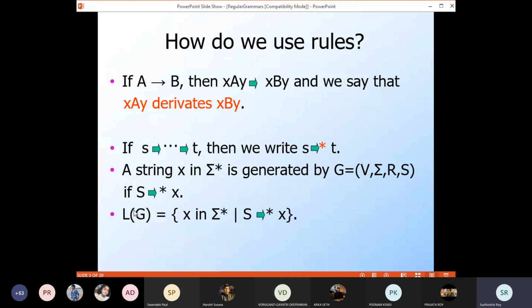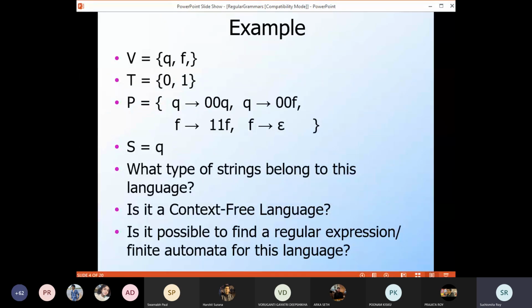So the language of grammar G is all those strings which can be derived from the start symbol S. The start symbol plays an important role, and you have to begin from the start symbol. The grammar is created such that beginning from the start symbol, you should be able to derive all the strings of the language. There is only a very restricted class of languages which can be represented by such context-free grammars, and these are called context-free languages.